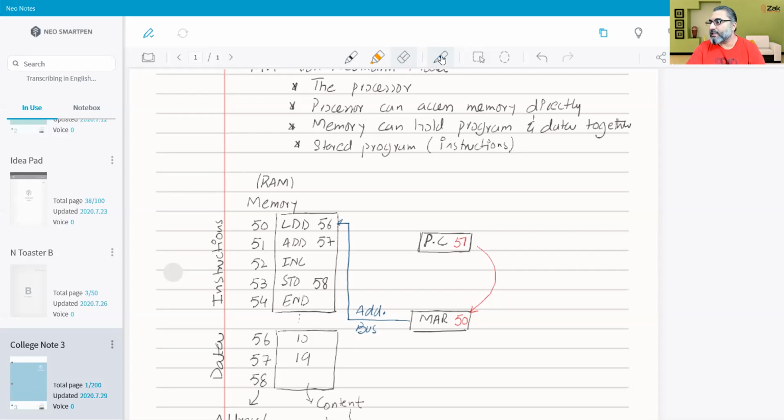Okay. Now, how does this 50 reach the program counter? That is another bus, called the control bus. Control bus is actually not just for PC. It is responsible for other signals as well, so we will discuss it later. Through control bus, the address of the first instruction has reached PC. From PC, it goes to MAR. From MAR, it goes out to RAM as an address.